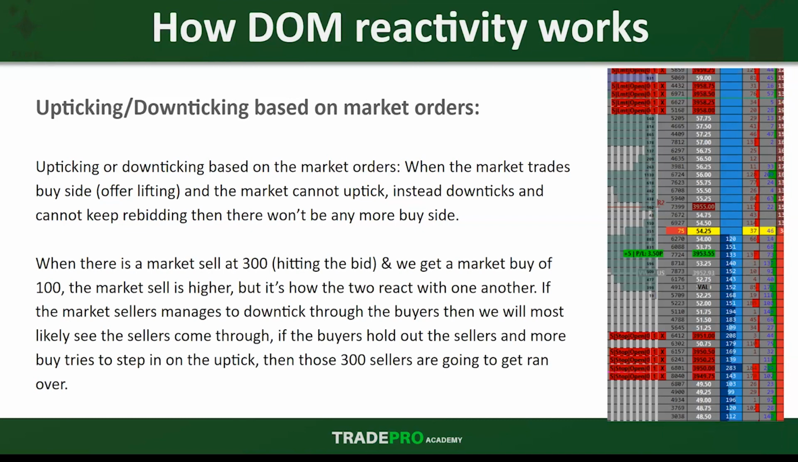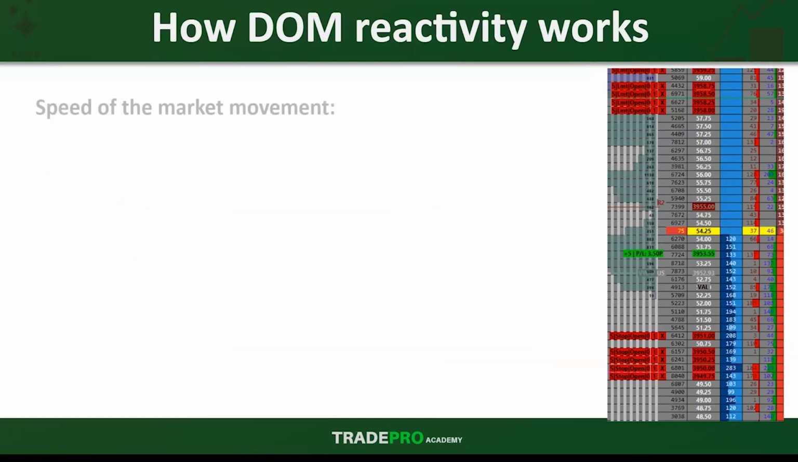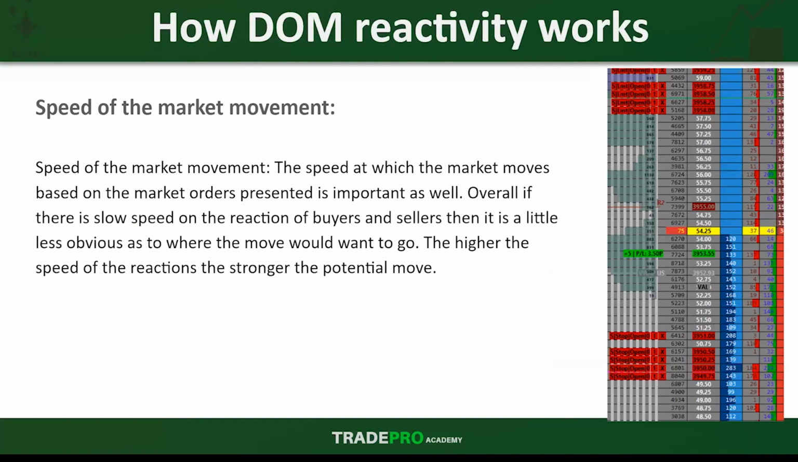If in this case, the buyer holds out the sellers and this 100 lot buyer manages to uptick the sell side, you'd want to see more of his buyer friends start stepping in and upticking the market so they can push those 300 sellers away and run them over. The speed of the market, right? The speed at which the market moves based on the market orders presented is super important as well, right? Overall, if the speed is slow on any reaction, buyer or seller, it's a lower probability to see the continued move in that direction.